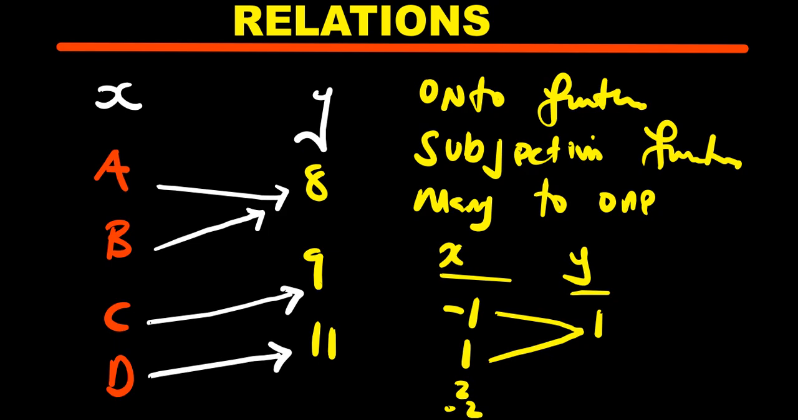The square of 2 or -2, it will give you a 4. So both of them, they are going to 4. Okay, so this is an onto function. Very, very important for you to know.